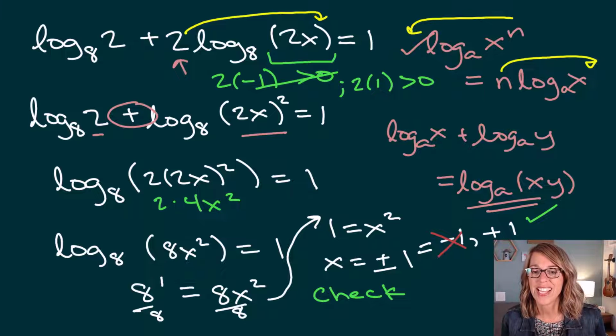So I'm checking each of my answers to make sure that it doesn't change any of the arguments, anything inside the original logs, less than 0 or equal to 0.